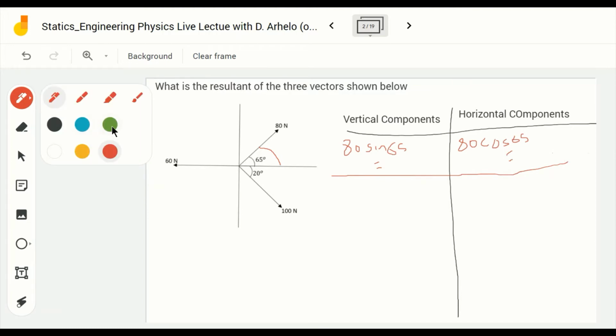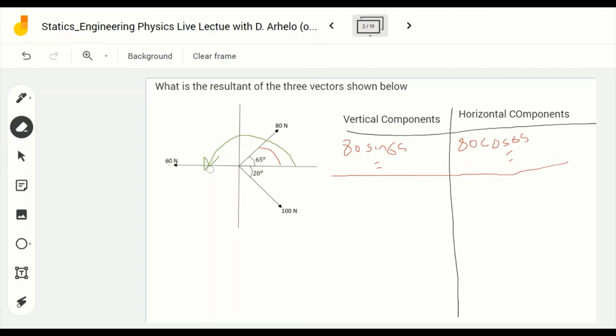The next vector is 60 Newton. From the horizontal axis to my angle, that would give me 180. So this is 60 Newton at 180 degrees. So for the vertical component, it is 60 sine 180. For my horizontal, it will be 60 cos 180.